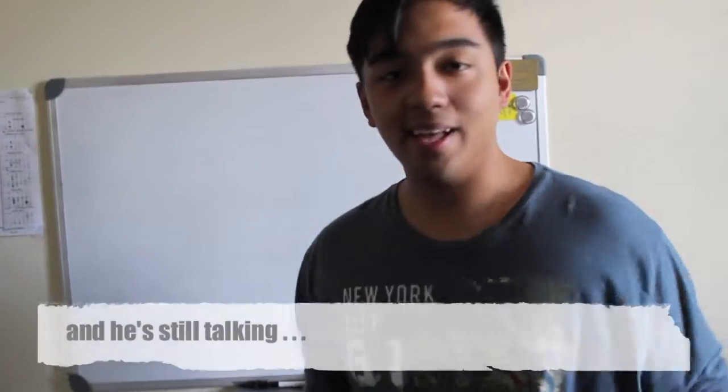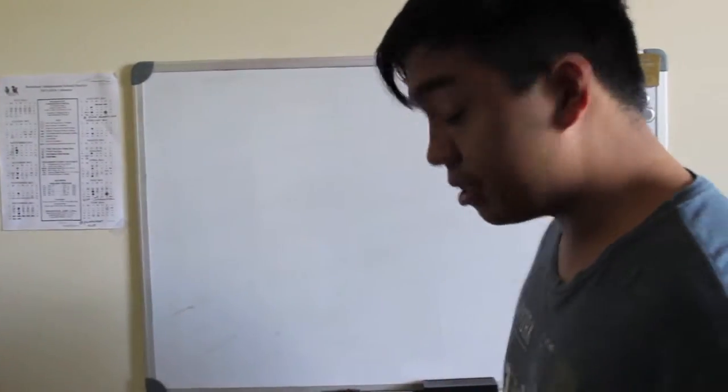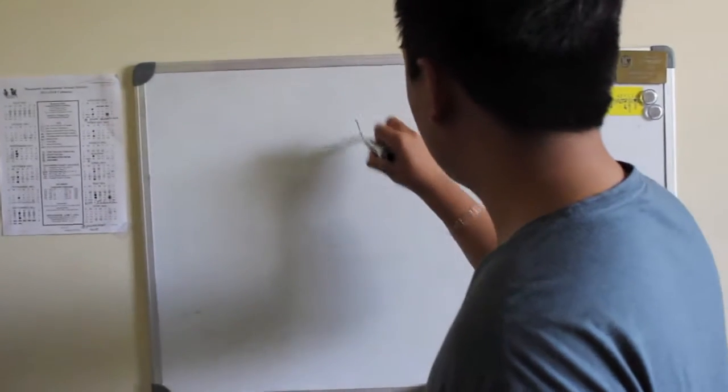Okay, so from our experiment earlier, here are the equations. Potential energy is equal to mass times gravity times height.